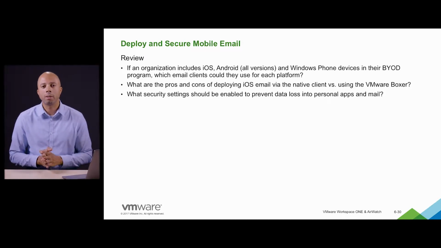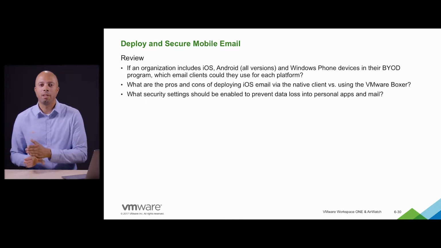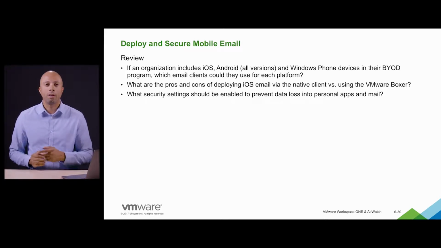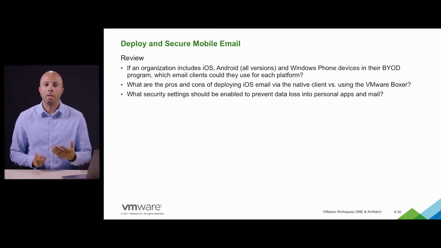All right, so what security settings should be enabled to prevent data loss into personal applications in mail? All right, I think you got the gist of that. Basically, remember those DLP settings, the data loss prevention settings that you can enable when you set up the email client. So there was a screen that showed that you could prevent moving messages. You could also prevent recent address syncing. You could prevent copy and pasting of messages outside the email client. You can prevent printing. So make sure you take a look at those DLP settings when you configure your email client in the AirWatch profiles.